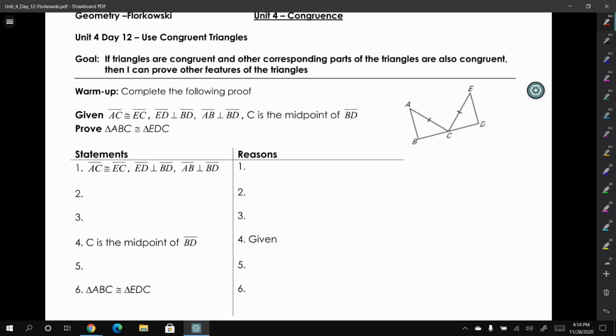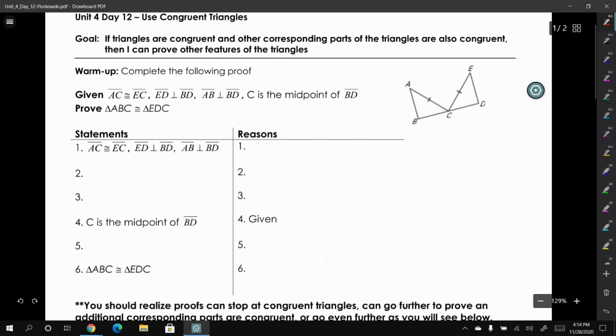In the previous video, we talked about proving two triangles congruent and then using that information to show that corresponding parts were congruent. Today, once we find those corresponding parts to be congruent, we're going to look at those parts and determine if there's something else that we can prove based on that information. So before we get too far into it, let's complete this proof as a little bit of a warm-up to our video today.